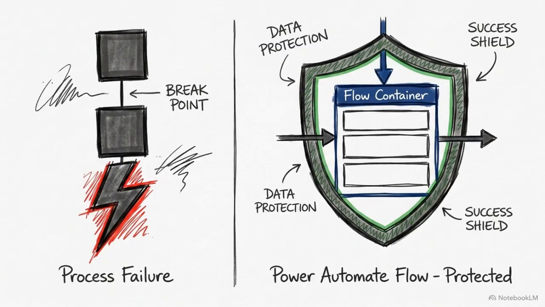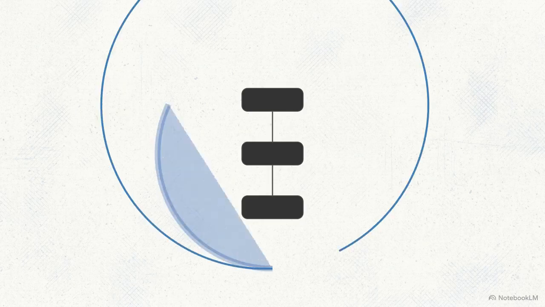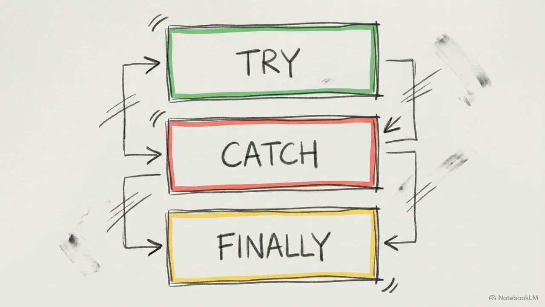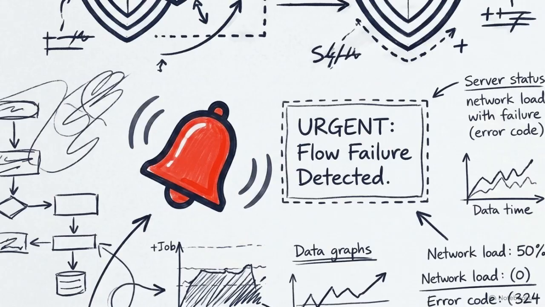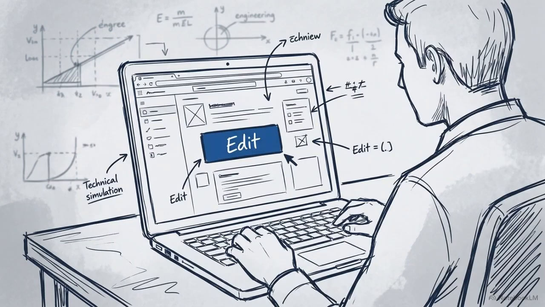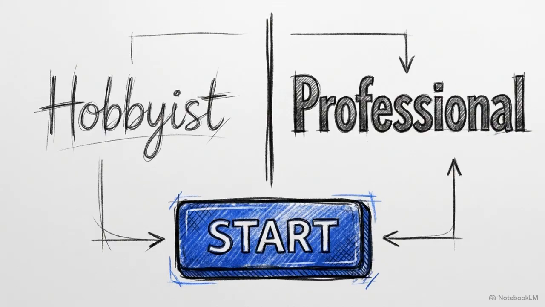Professional flows expect external systems to fail, using nested safeguards to ensure the business process continues even when a connection drops. Today, we will take your basic flow and upgrade it into an enterprise-grade solution. We'll implement the Try-Catch-Finally framework, set up automated IT alerts, and deploy advanced approval routing. To follow along, open up one of your existing simple flows in edit mode right now, because learning how to properly handle errors is the exact dividing line between a Power Automate hobbyist and a professional developer.